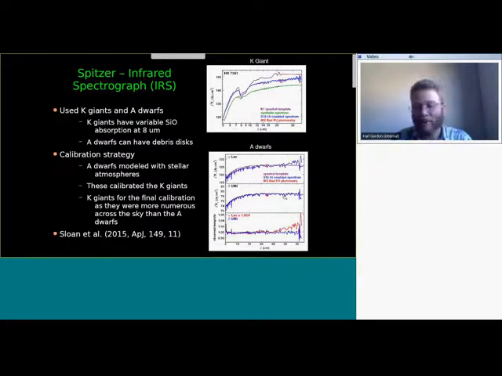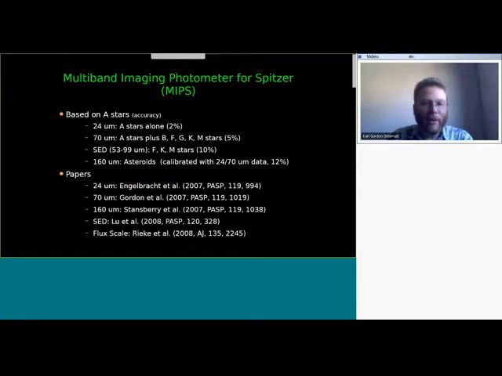And this is in a paper by Sloan et al. So what about the Multiband Imaging Photometer for Spitzer? This is what I worked on, so of course I know more about it. I think this is really based on A stars. In parentheses, I show the accuracy. At 24 microns, it was A stars alone, and that gave 2%. At longer wavelengths, it expanded out to use many more stars, 5%. There was a little spectral energy distribution mode that gave 10%. And at 60 microns, an exciting blue color required us to move to asteroids.